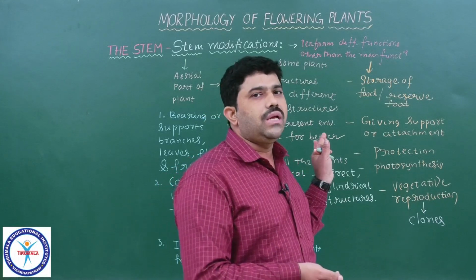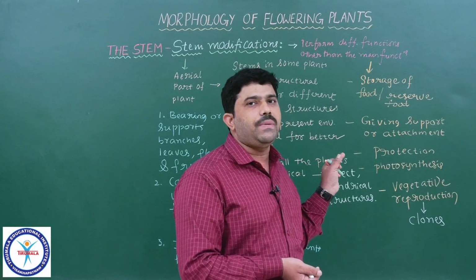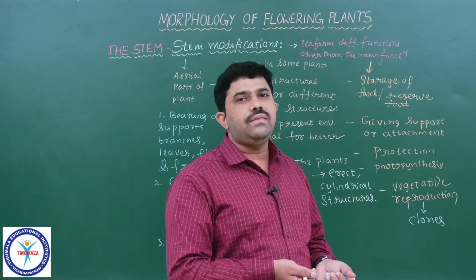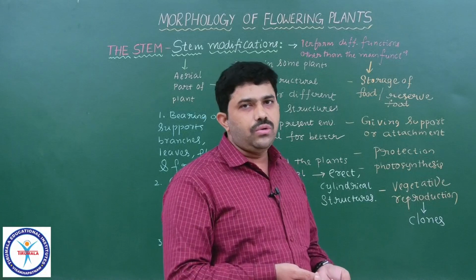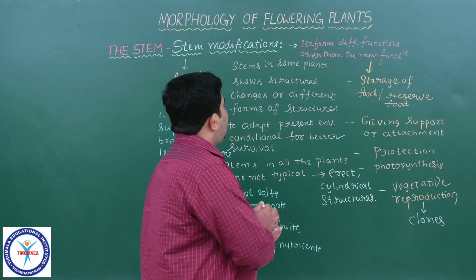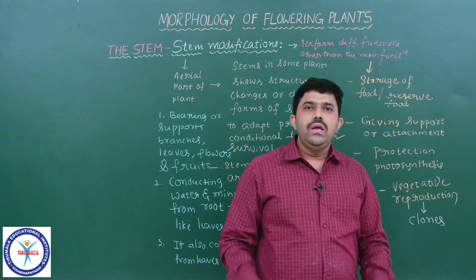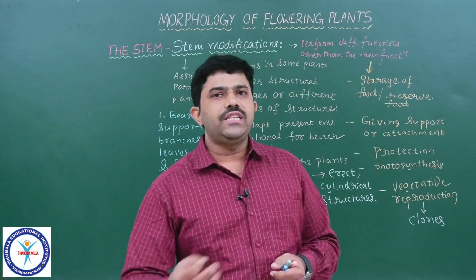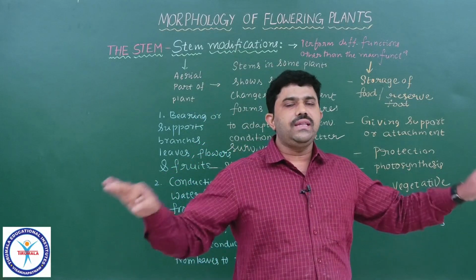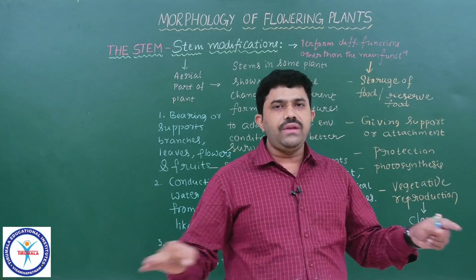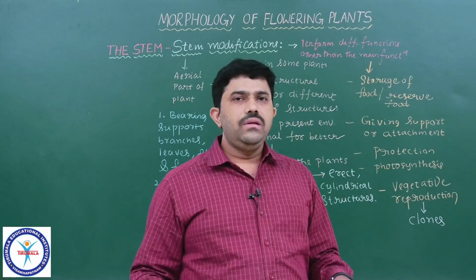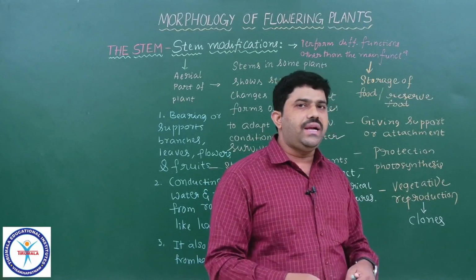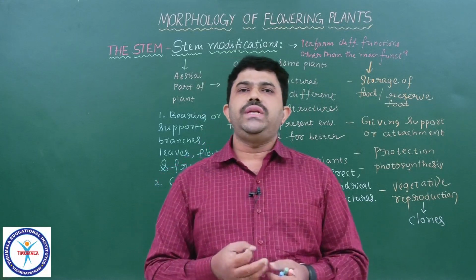If they do not show the right and appropriate modifications, what happens? The plant is not able to continue its life in the respective environmental conditions of its own habitat. Now you got the point, students. So based on the location of the stem with respect to the soil and out of the soil, which is the aerial or open environment, we divide these stem modifications into three types.